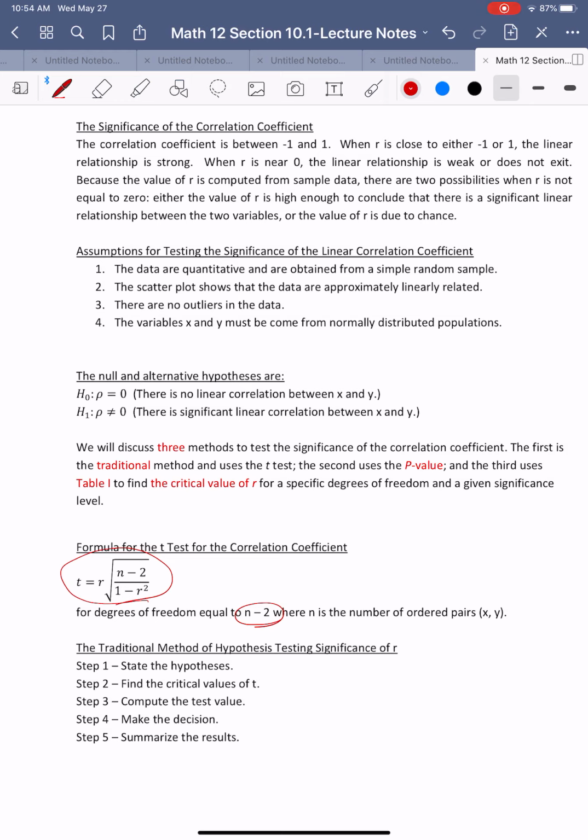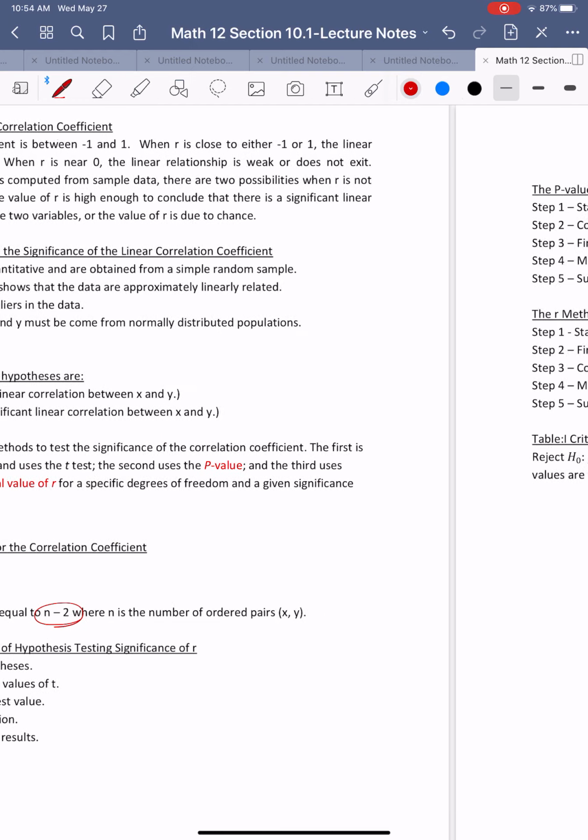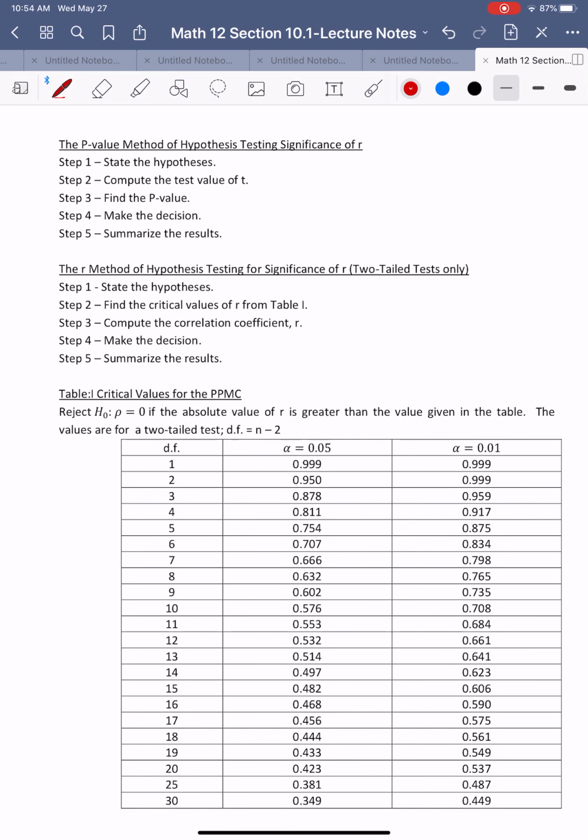So the traditional method of hypothesis testing for the significance of r. Step 1, state the hypotheses. Number 2, find the critical value, compute the test value, make a decision, and summarize the result. So same as we did in hypothesis testing. Okay, all right. Next page. P-value method for hypothesis testing of the significance of r. Step 1.